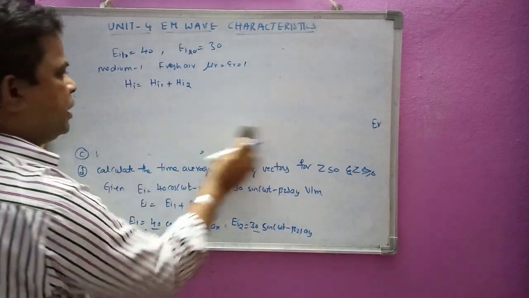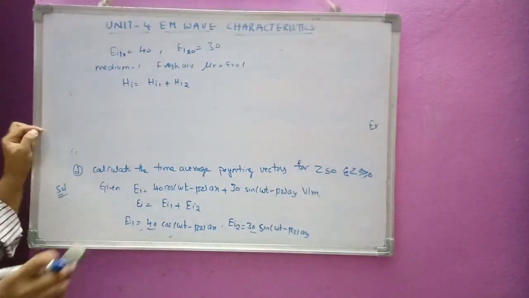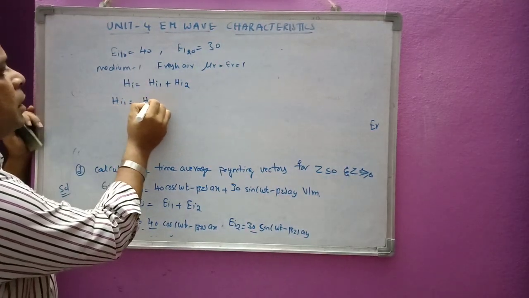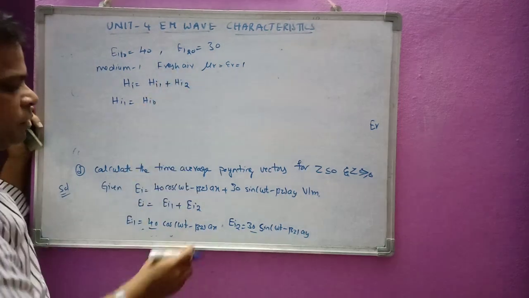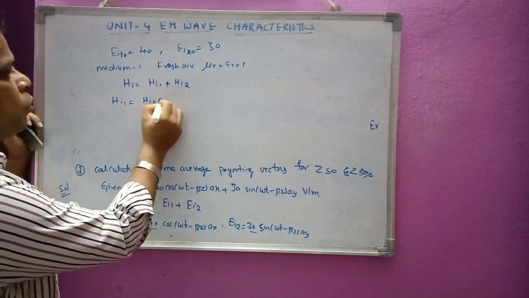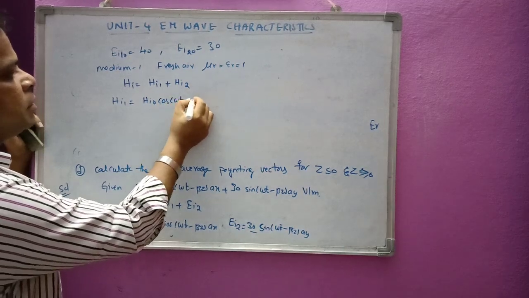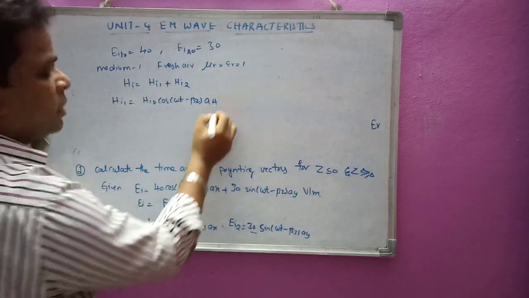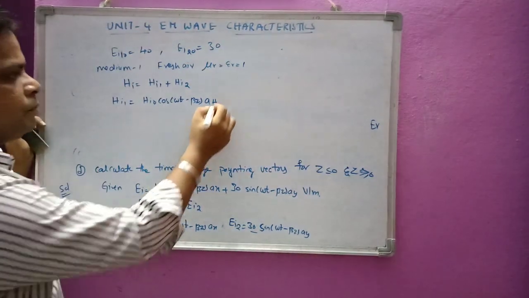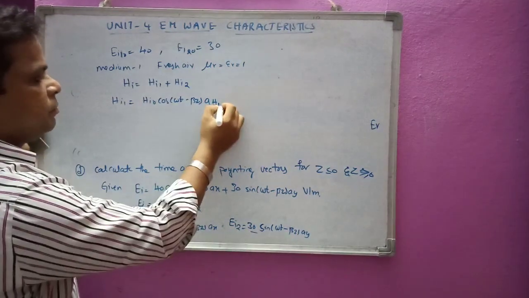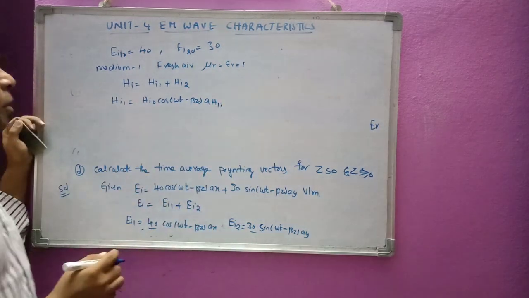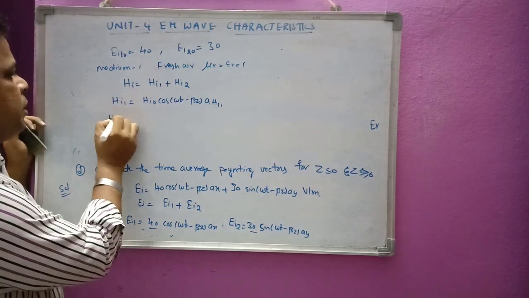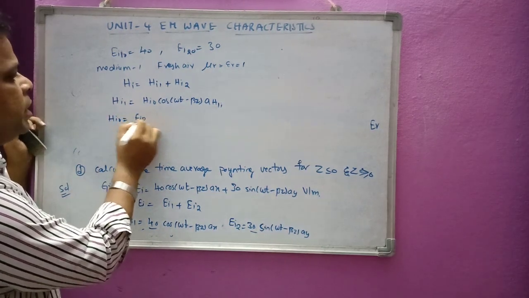First of all, we will try to find the HI1 value here. Similarly, HI1 value will become HI0 cos omega t minus beta z, and we need to find the direction here, that is, we have to find AHI1. In order to find this one, HI0 will be EI0 by eta 1.